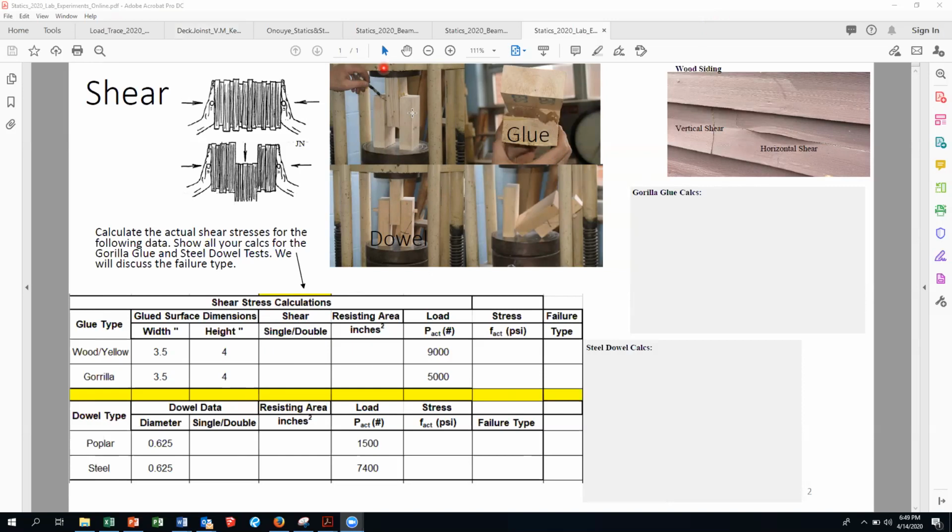For the dowel data type, when it's asking for single and double, you just want us to write double for the steel dowel? Yeah, you'll write a 2 because that'll remind you to multiply the area times 2.